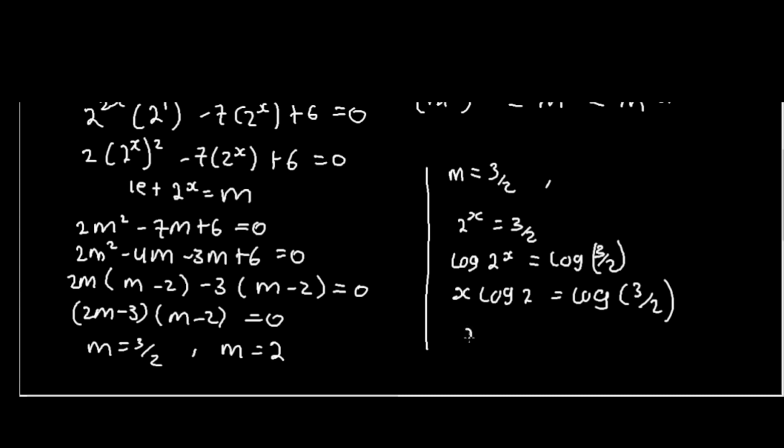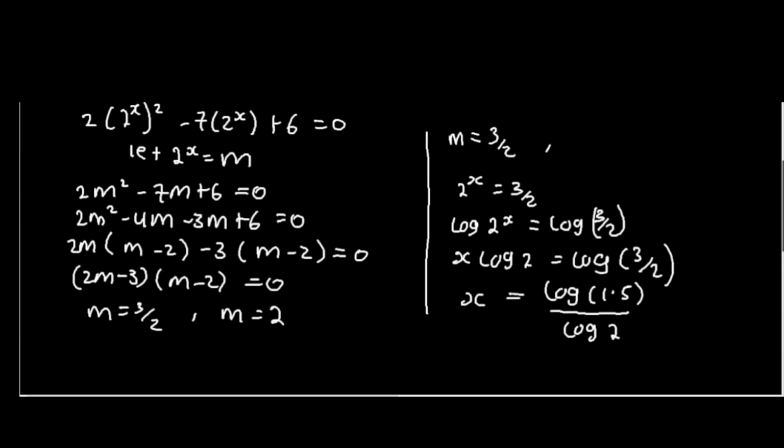And then here I can make x the subject of the formula to get x equal to log of 3 over 2, which is the same as 1.5 in decimal, divided by log of 2. And then we can press this in a calculator, and it will give us 0. Let's round it off to 4 decimal places, and then we shall have 0.5850. Right, so this is our first value of x.